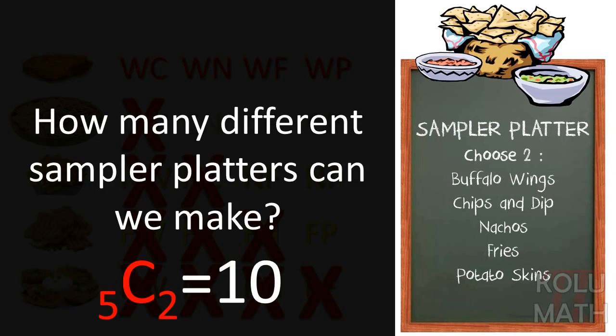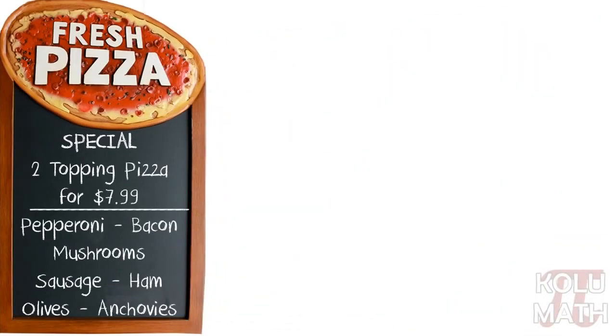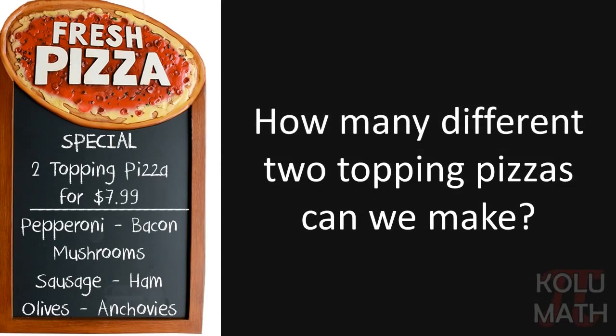All right, let's move on and check out another one, and think about this a little more, and then we'll get really into the numbers. Here we have fresh pizza, and we want to know how many different 2-topping pizzas can we make. Well, there are 7 different toppings. We're going to select 2 of them, so that's a 7C2. And like I said, we're not going to worry about the numbers right now.